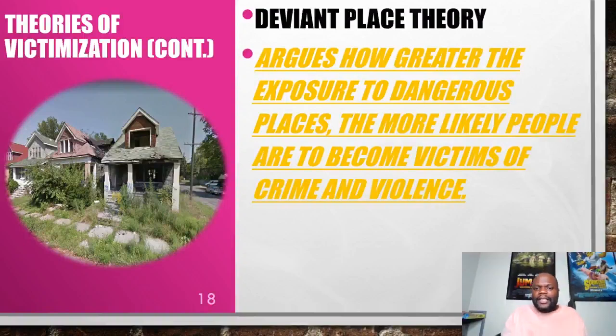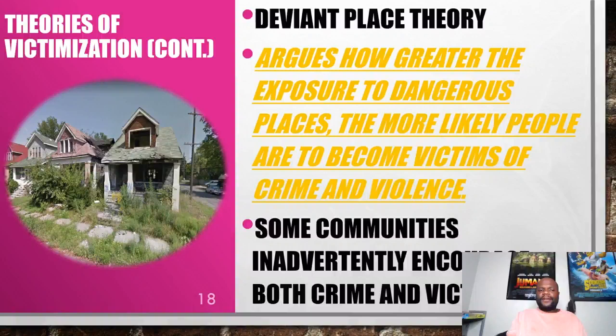Deviant place theory is another theory that is commonly associated with victimization. The greater exposure to dangerous places, the more likely people are to become victims of crime and violence. This is easy. If you live in a community where there's an inherent danger, where people are more apt and more likely to commit robberies, and maybe there's significant decay in the community and visible signs of dysfunction and it's not safe, then a person is more likely to become a victim. It is absolutely going to happen.